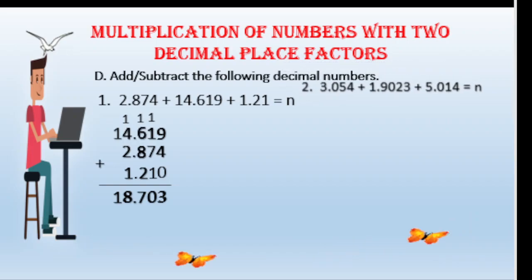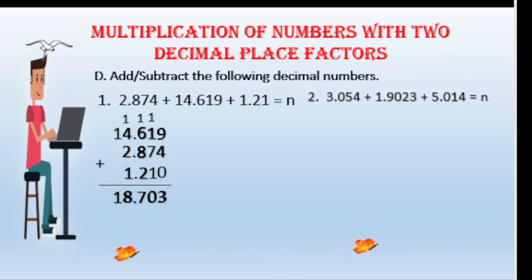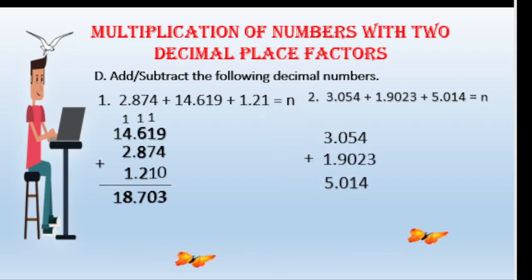Next, you have number 2. Again, arrange that in columns. So you have 3.054 plus 1.9023 and 5.014, and then add zeros, then add.